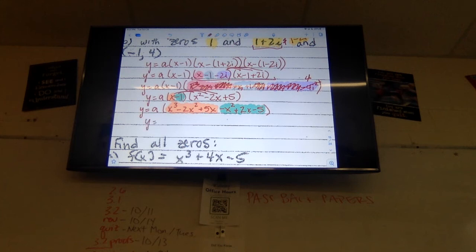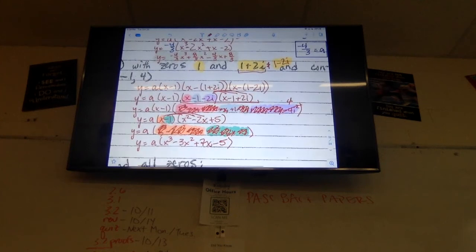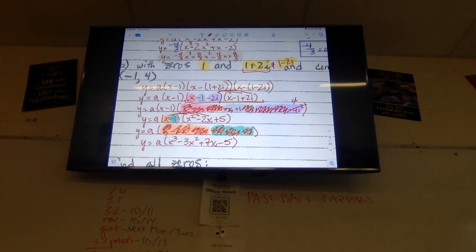And now I get to combine. X to the third is by itself. Negative 2x squared minus 1x squared is going to be negative 3x squared. I've got plus 5x plus 2x is plus 7x, and then minus 5. And we did all that work, so now we're going to plug in our x and our y. So I'm going to plug negative 1 in for my x, and I'm going to plug 4 in for my y to find my a, and then plug it back in like I just did before.